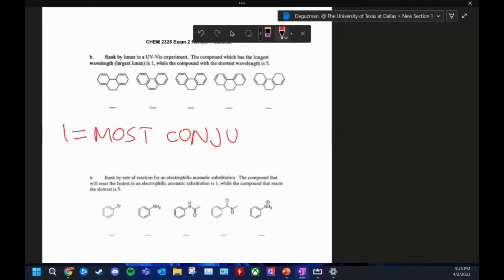So does anyone want to give me my number 1 or my number 5 based on that? What was that again? So we're saying the first one would maybe be 5. And which one is 1? Second one is 1. Right. So how did you choose those?